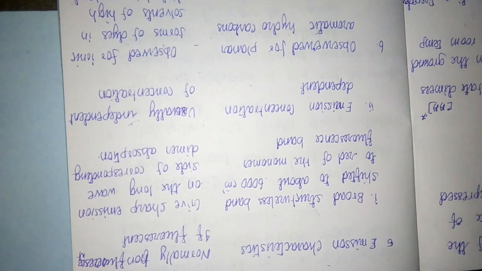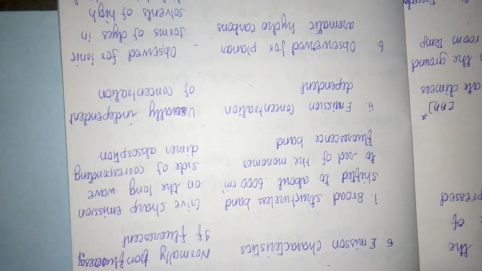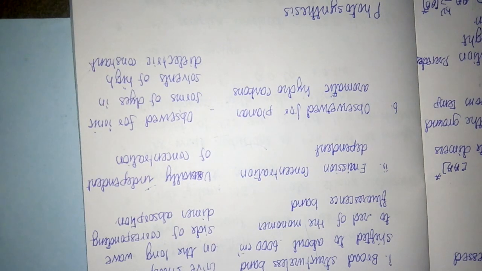The exciplex is observed for ionic forms of dyes in solvents with high dielectric constants. So these are the main differences between the excimer and exciplex.